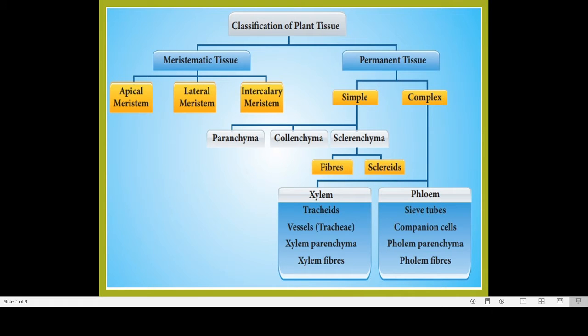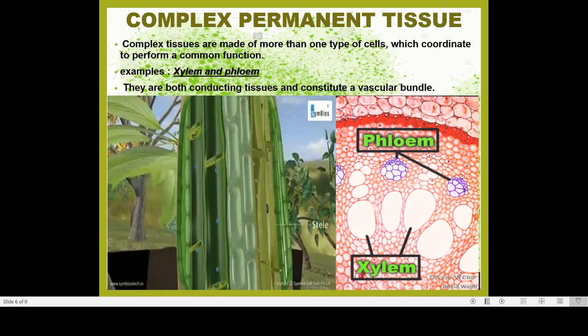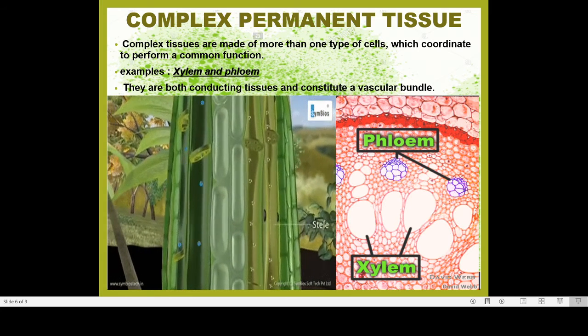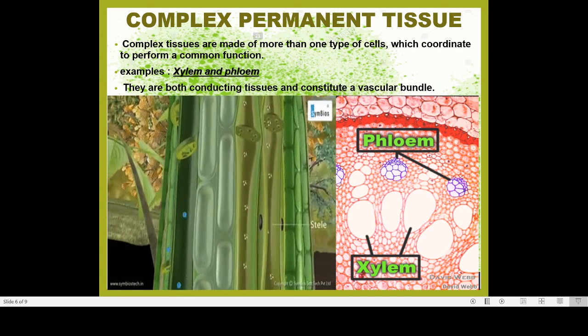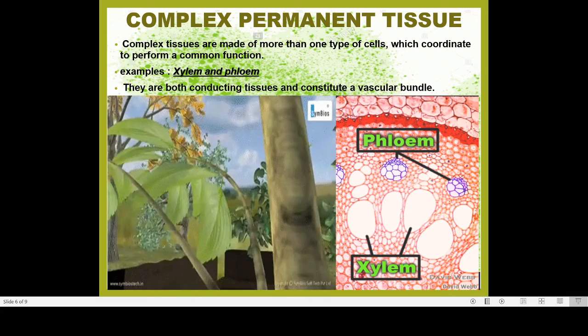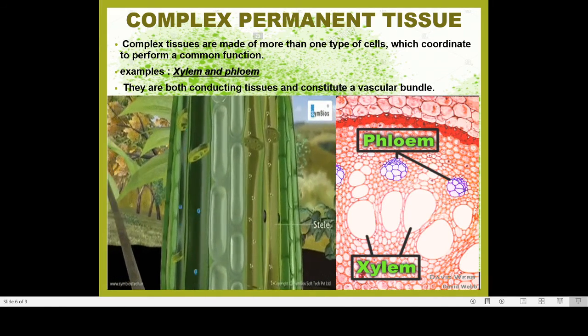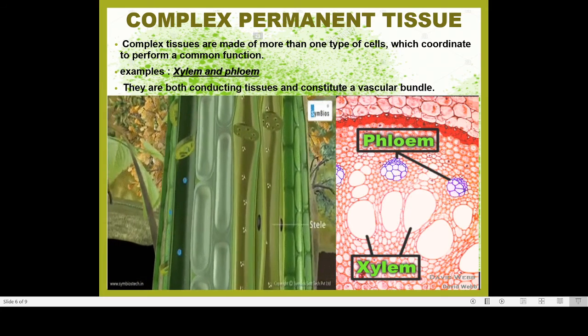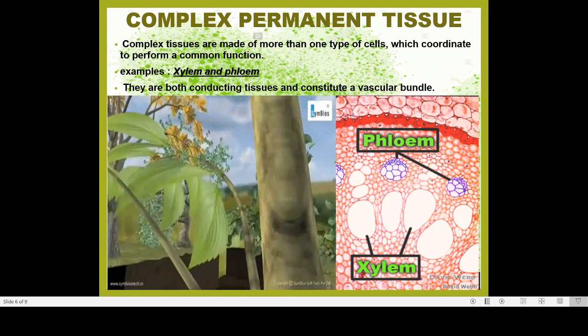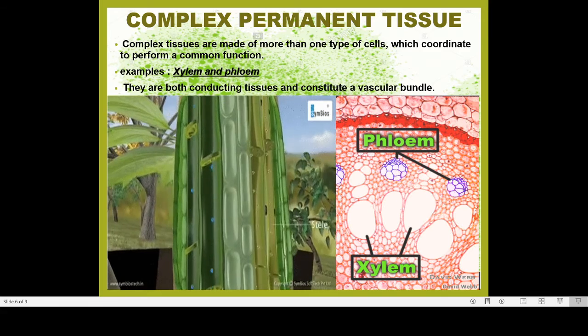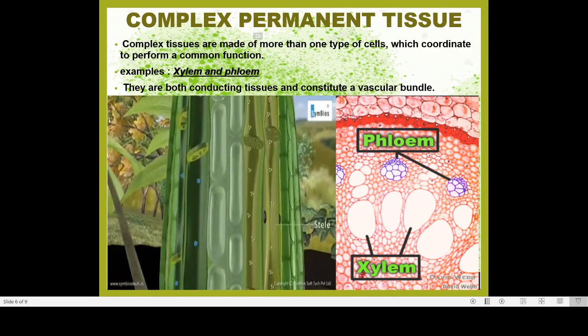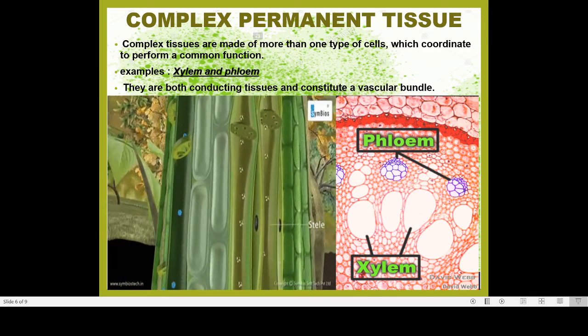Now let us see what the different types of complex permanent tissue are. Simple tissue comprises similar types of cells, whereas complex tissues are made up of more than one type of cell which coordinate to perform a common function. Examples of complex permanent tissues are xylem and phloem.